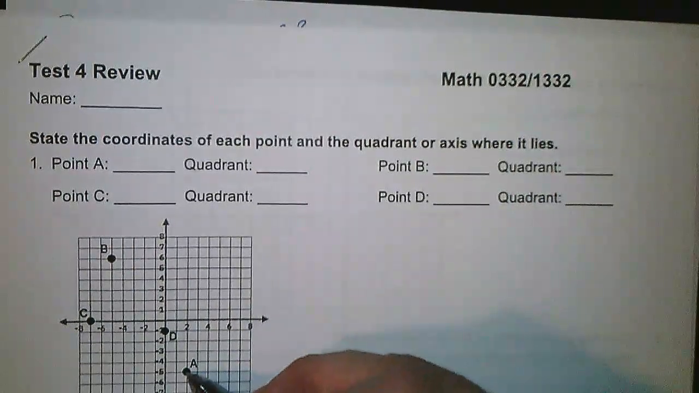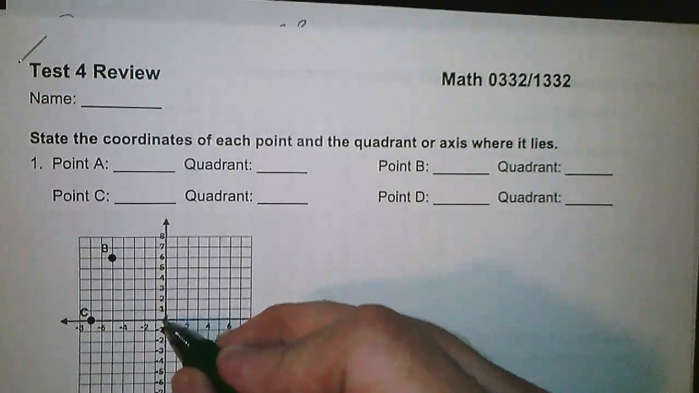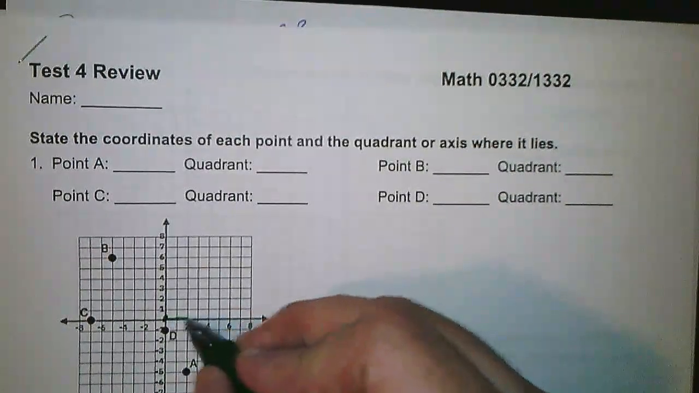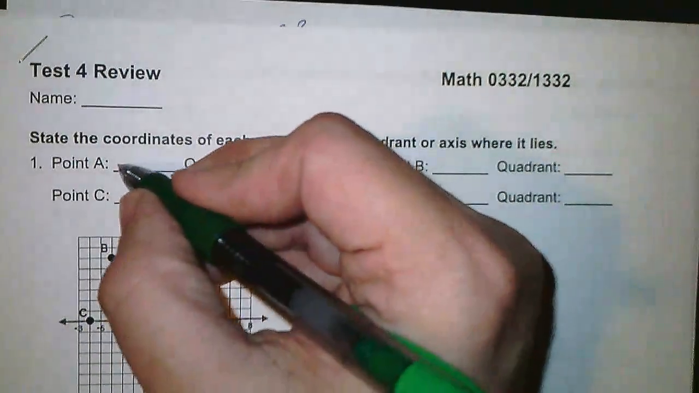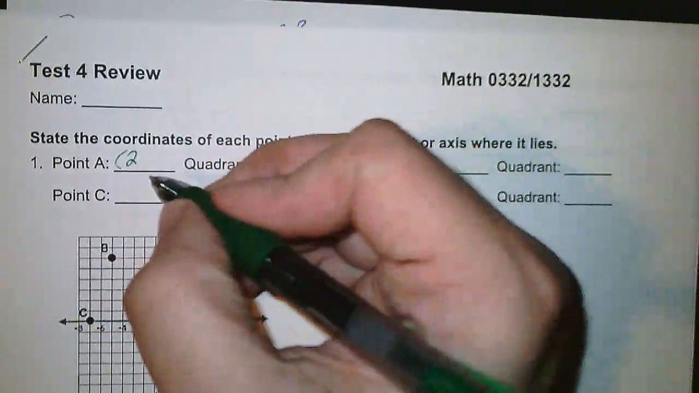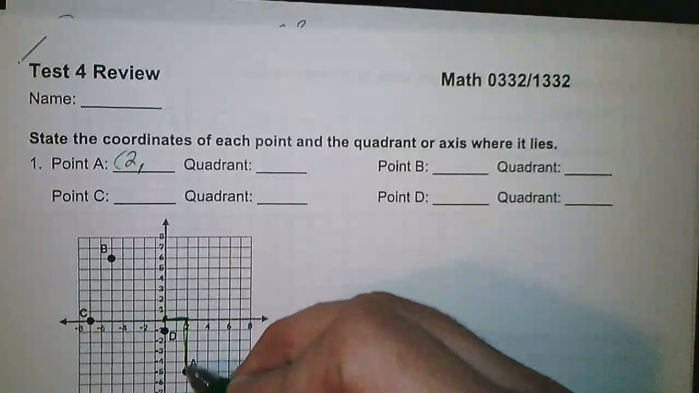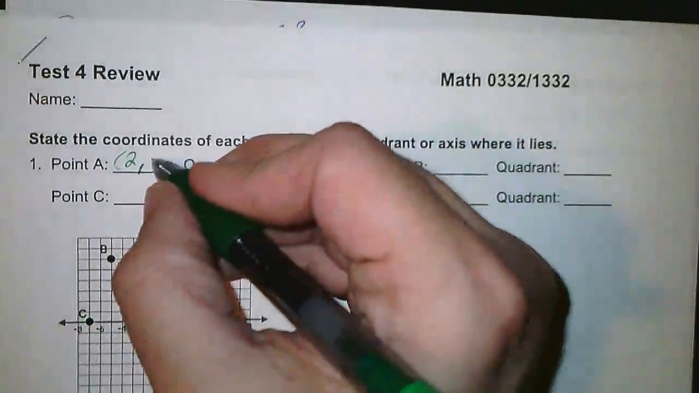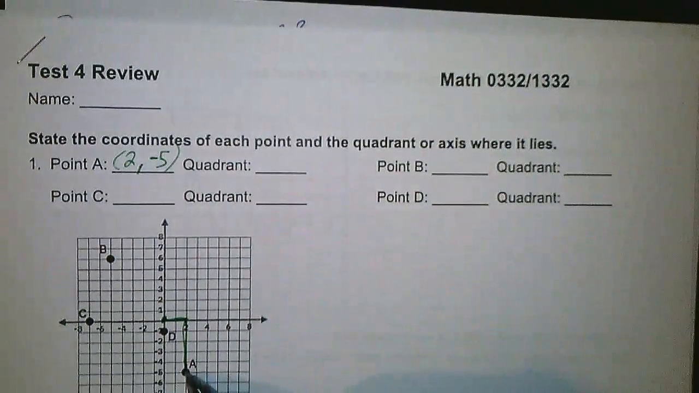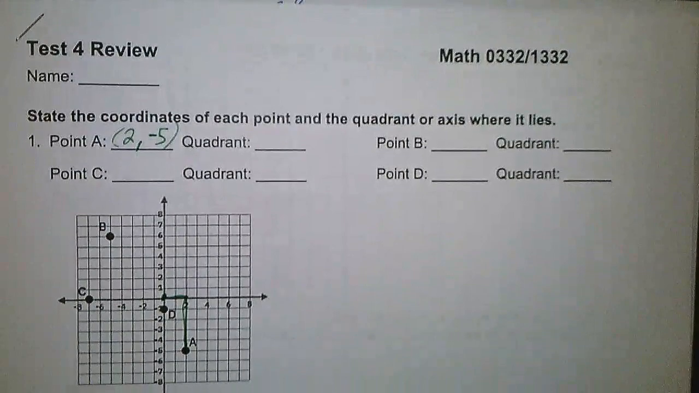So point A, from the origin at 0, 0, we would go out 2. So that's the positive direction, so 2 for the x value. And then we would go down 5. Going down puts us in the negative direction. So there we go.